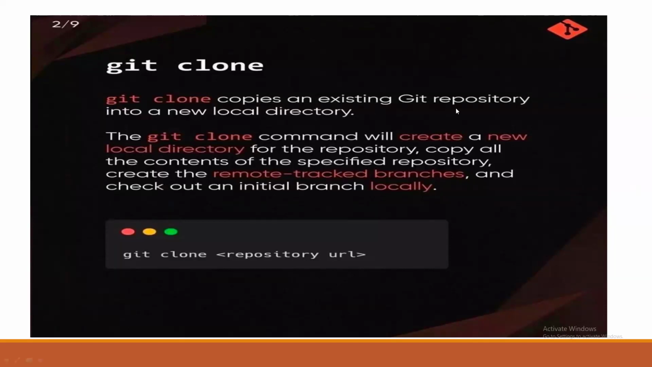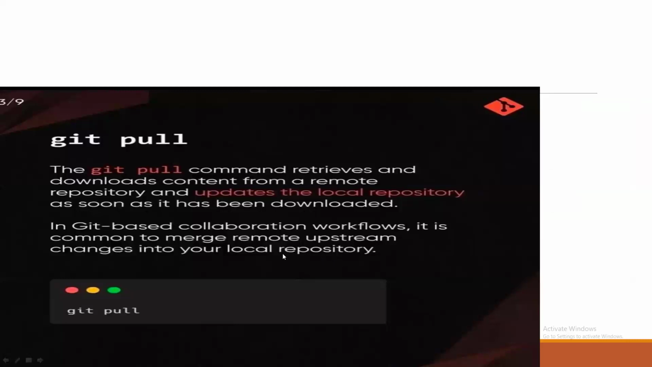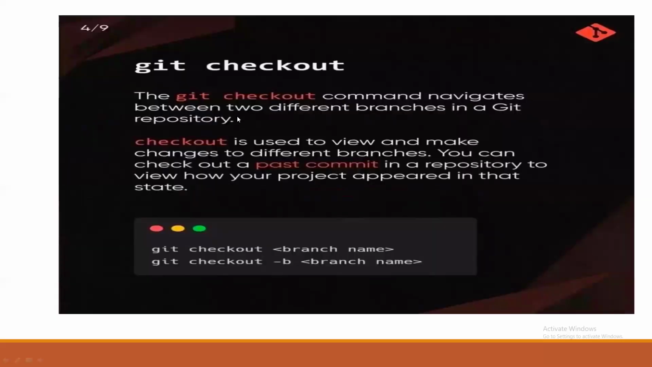Git clone copies an existing git repository into a new local repository. The git clone command will create a new local directory for a repository, copy all the contents of the specified repository, create the remote tracked branches, and check out an initial branch locally. Git clone repository URL. Git pull. So git checkout.